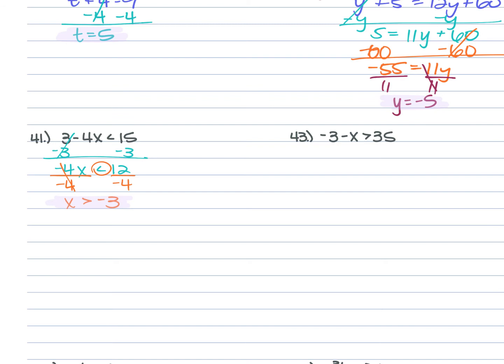You're welcome. For 43, we have negative 3 minus x is greater than 35. Chanel is doing this one, right? Go ahead. Okay. So we're going to get... Good. Then what? Okay. Good.